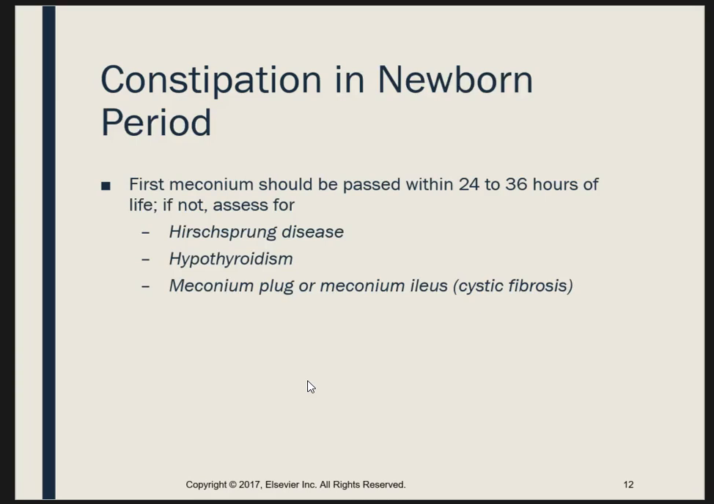So when we're talking about constipation in the newborn period, reminder here, first meconium should be passed within that 24 to 36 hours of life. If not, we're going to be looking at specific organic causes like Hirschsprung's, which we're going to get to, hypothyroidism, which can be a big component of that. And is there something going on like cystic fibrosis in the kiddo? So there would be like a meconium ileus or meconium plug.